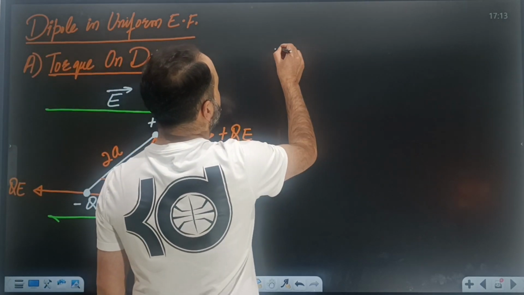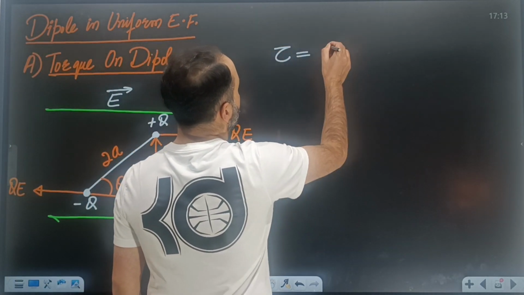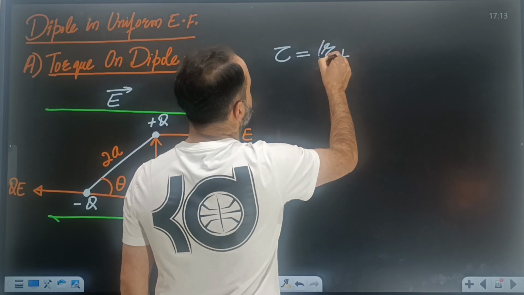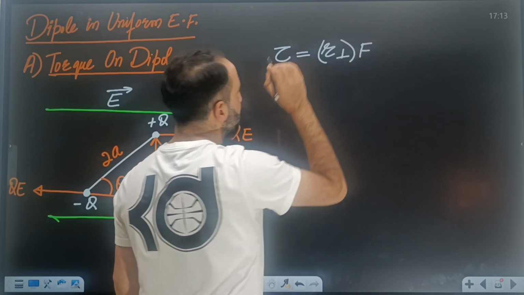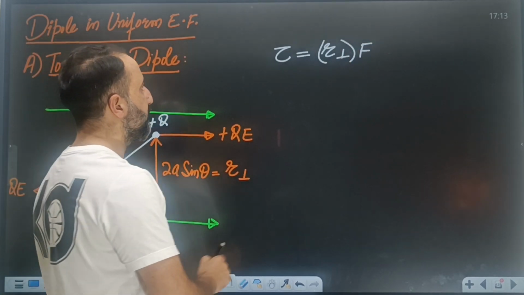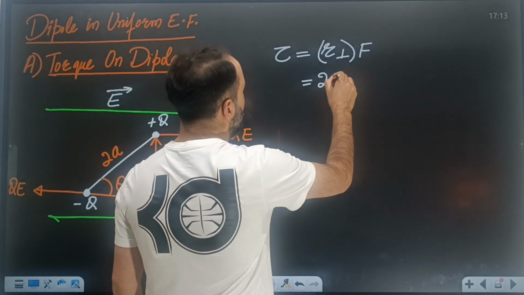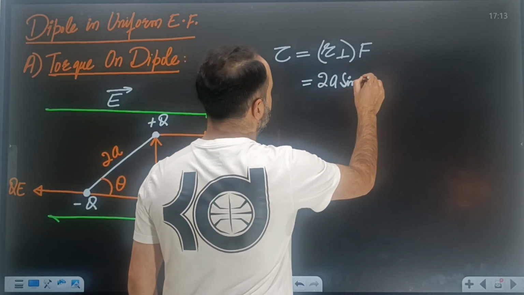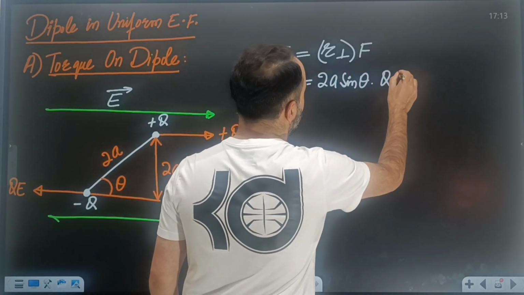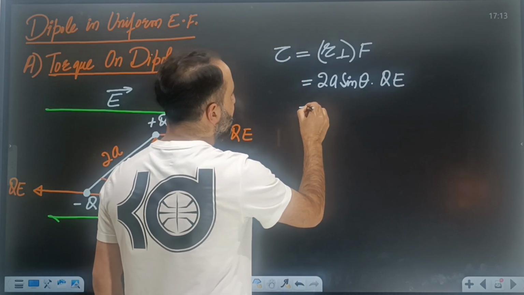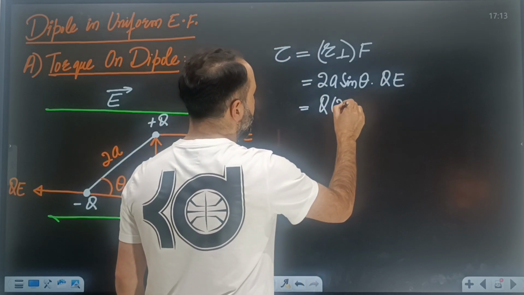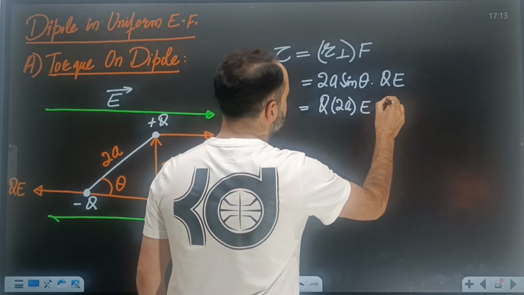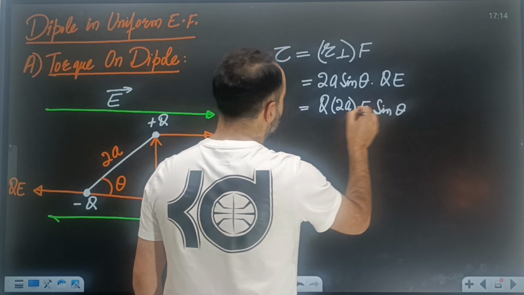Then here let me write it down. This is torque, which is equal to what? r perpendicular multiplied with force. This is what you call as force into r. ठीक है, तो r perpendicular किसके बराबर है? That is twice a into sin theta. What about the force? Force is equal to q into E. Then easily I can write it like this: q multiplied by twice a multiplied by E into sin theta. सही है बेटा? So this is torque.